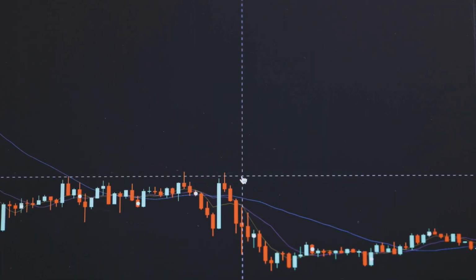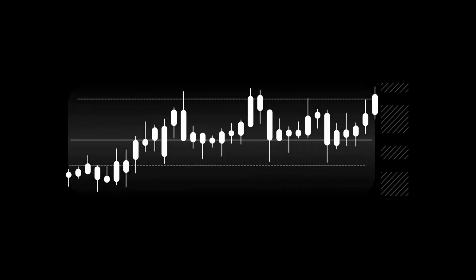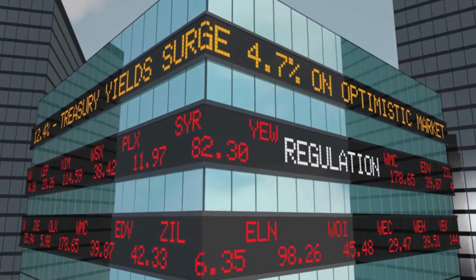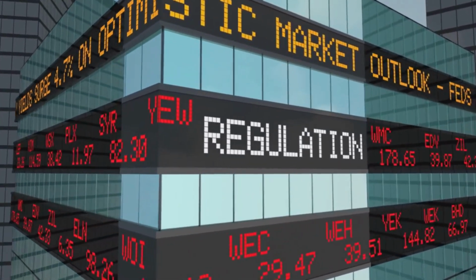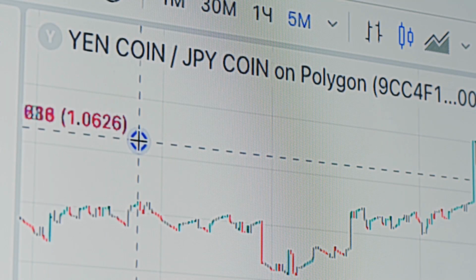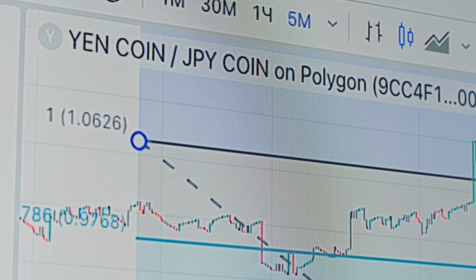Now we check the support structure. The key support zone on this chart is between 157.70 and 157.40. This area aligns with previous consolidation, moving average support, and the middle Bollinger Band. When multiple technical factors align at a support zone, the probability of a bullish bounce increases.